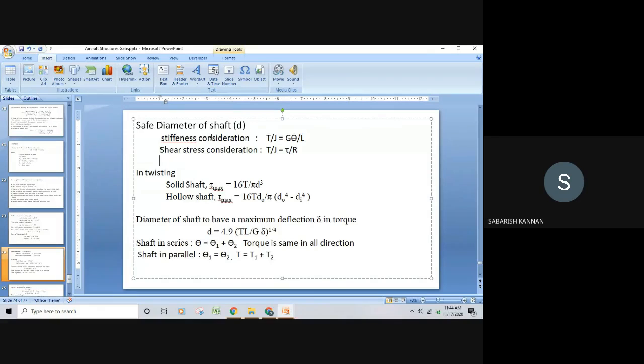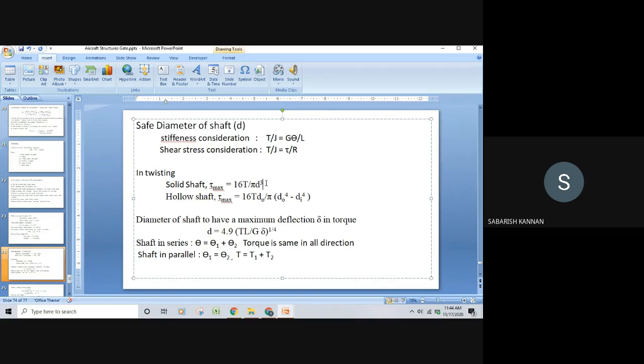In twisting, tau max is 16 T divided by pi d cube for a solid shaft. This formula is very much used because this is for the maximum shear stress in twisting. The formula is 16T divided by pi d cube. This is a very important formula because they frequently ask questions using this formula, right?